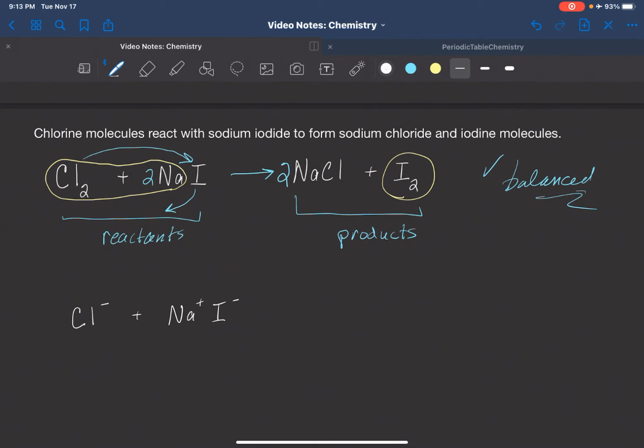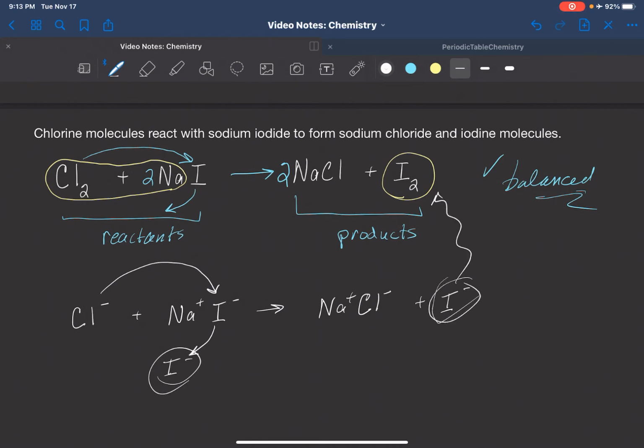Okay, the chloride ions come in here, kick out this iodide, and so now the iodine is by itself. And so now effectively on this side, what we have is sodium ions now combined with chloride ions. And these are all by themselves. And so what happens is they're going to bond together. These things will bond together to form that molecule.